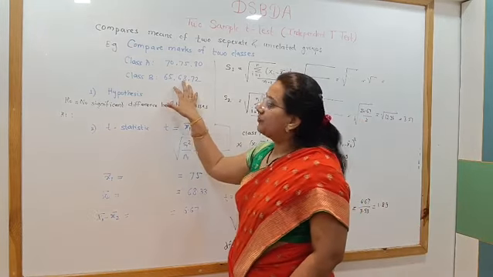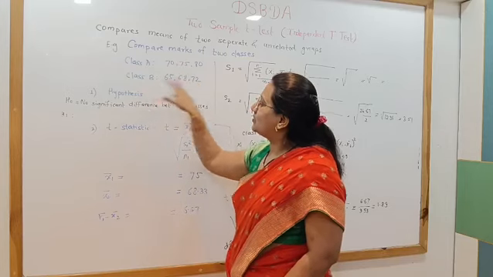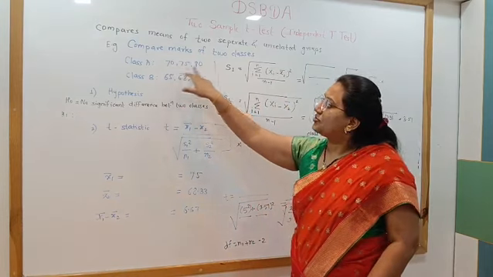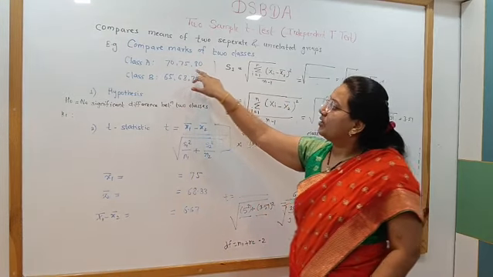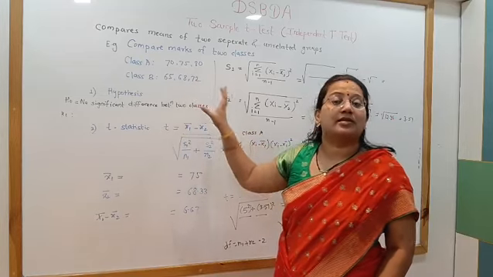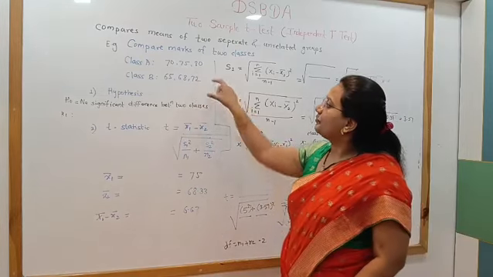An example is given to you. There are two classes, class A and class B, and these are the average marks of the students for a particular subject, suppose DSBDS. 3 students from class A, 3 students from class B. We check whether these marks are significantly different or not.